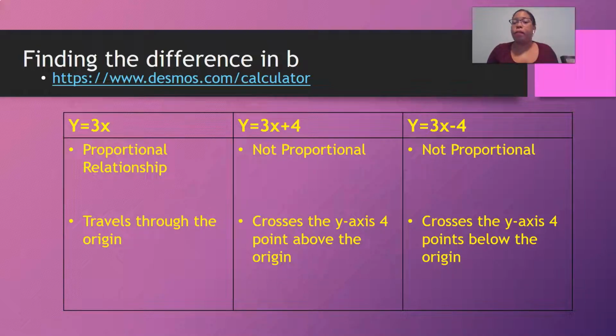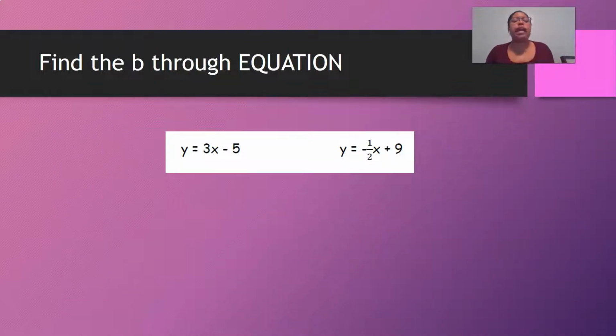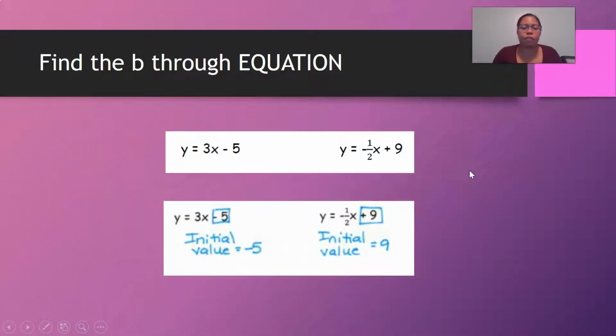Say I started off in the hole. Maybe I started off owing someone money. I'm going to be below that 0 mark. So let's see how we find the y-intercept, the B, through equations. Looking at the equations y equals 3x minus 5 and y equals negative 1/2 x plus 9, I'm really looking for what is in this spot. Even if it doesn't look like this automatically, I'm looking for the constant, the number given to me in the equation that did not have a variable attached to it. That would be negative 5 and positive 9. That's what my y-intercept or my initial value will be.